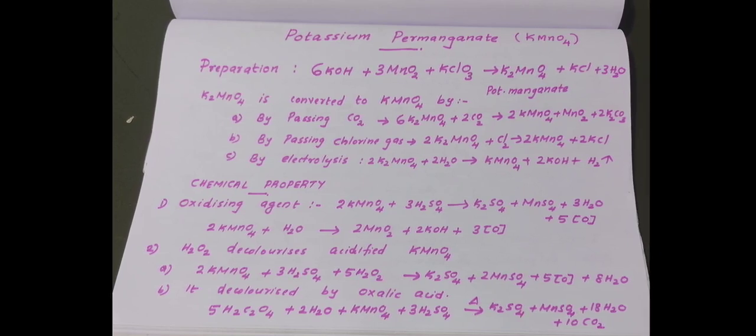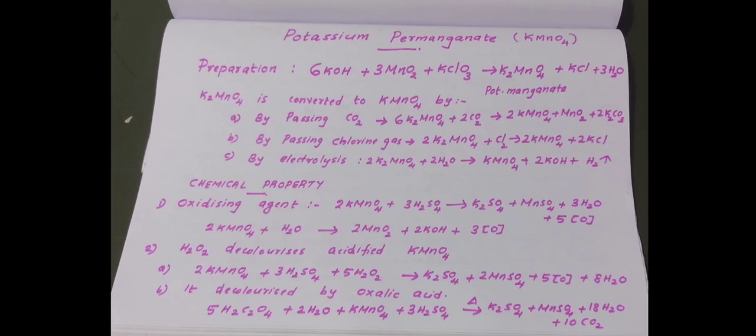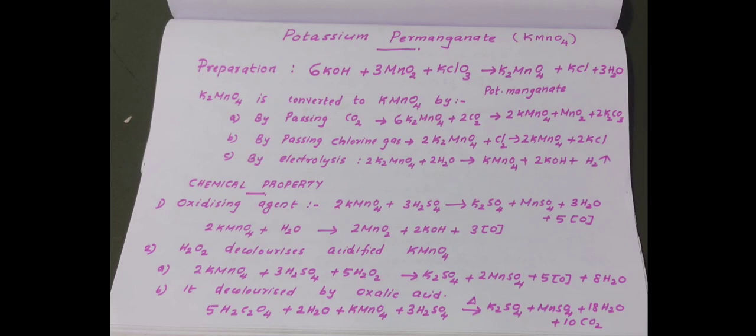6KOH plus 3MnO2 plus KClO3 gives K2MnO4 plus KCl plus 3H2O. Then in the second step, the K2MnO4 is treated with either carbon dioxide, chlorine or by electrolysis, and we get potassium permanganate. Next we are going to discuss the chemical properties of potassium permanganate.